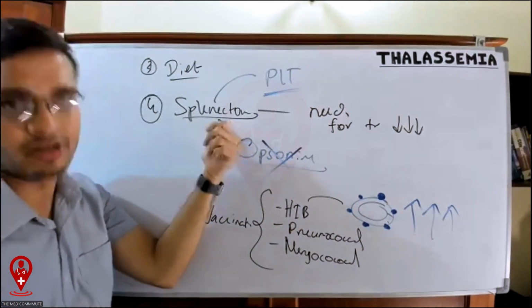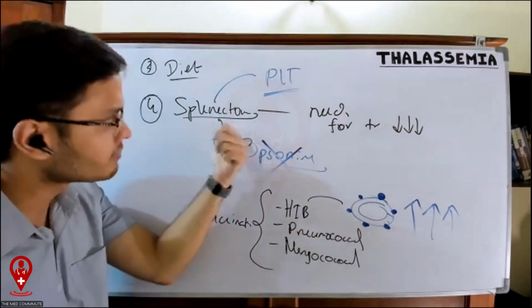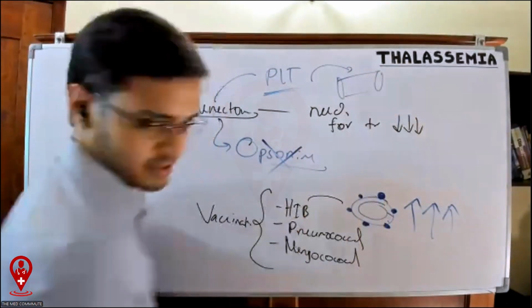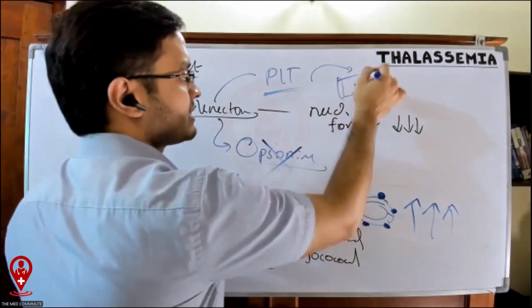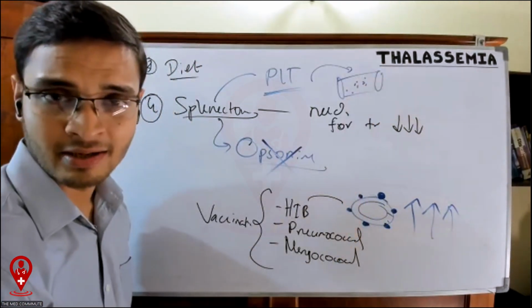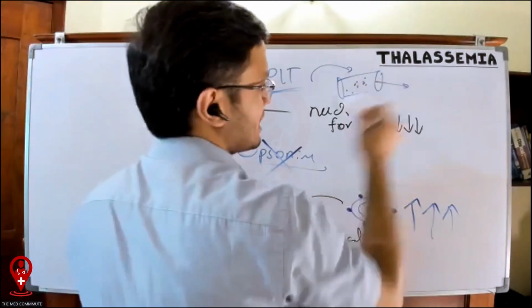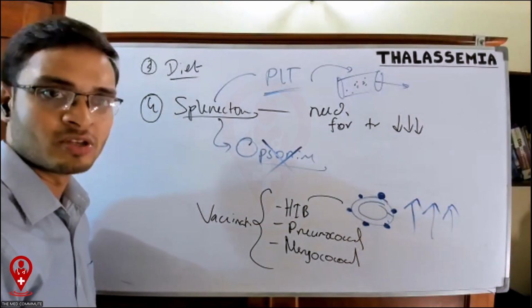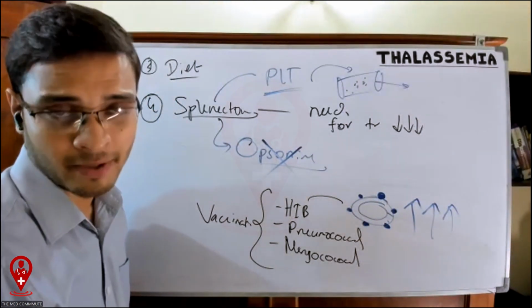Now, if you destroy or remove the spleen, what is going to happen? Platelets are going to start coming into the circulation. When there is an excess of platelets in the circulation, what is going to happen? We are going to have high thrombogenicity, so clot formation and all can happen.